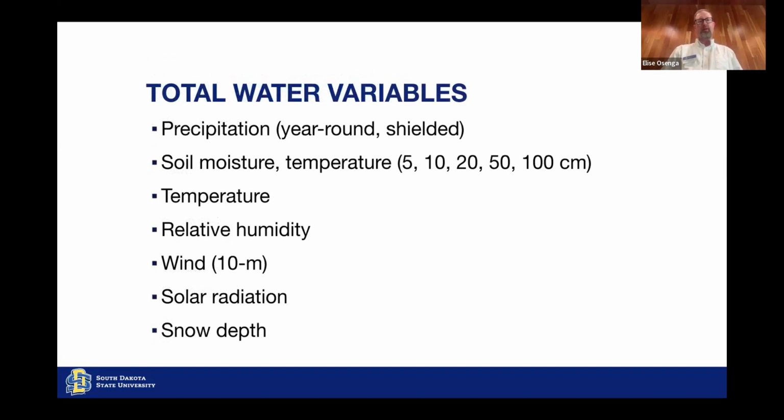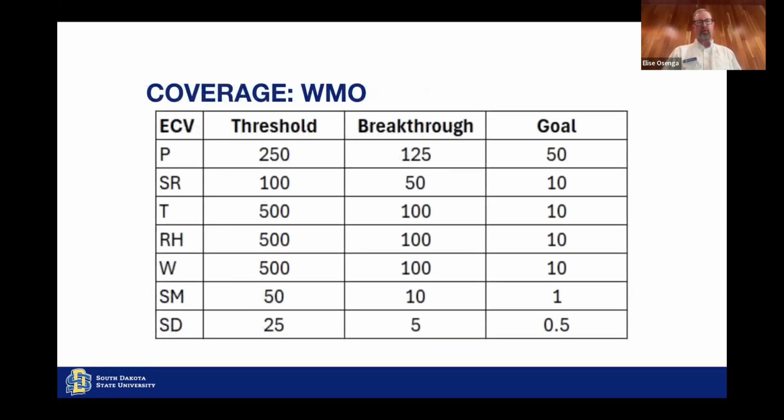So for total water variables, I think what you gotta have for total water monitoring is precipitation year round in a shielded gauge. Soil temperature and soil moisture at the standard depths. Actually, I suppose you could get away without temperature if you didn't live in a freezing environment. And then temperature, relative humidity, wind at the standard height is preferable. And then solar radiation to round out what the models need. And then snow depth if it's where you're at.